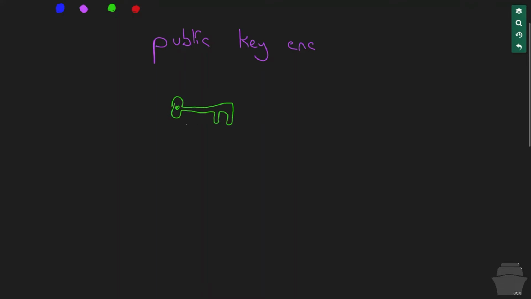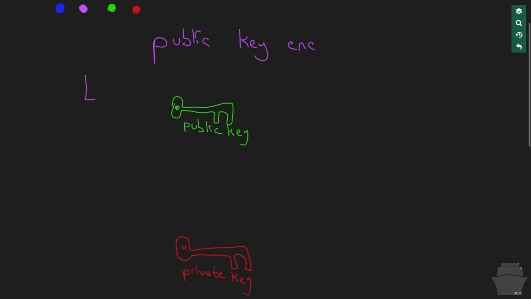As you can see, my drawing skill is amazing, right? And the second one is the private key. Cool. As I said, we have two keys. If I use the public key to encrypt some data, then I have to use the private key to decrypt that data again. Or if I use the private key to encrypt some data, then I must use the public key to decrypt that data.